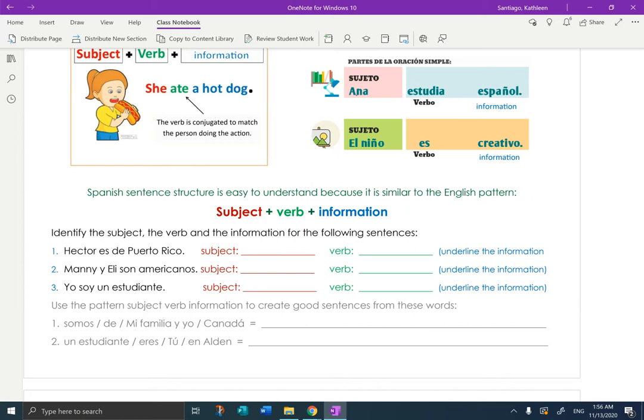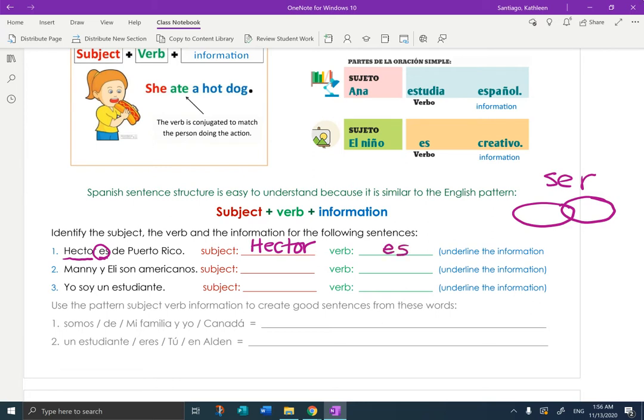So number one, the sentence is, Héctor es de Puerto Rico. What is the subject? Well, the subject is the person doing the action. So here that would be Héctor. So you're going to write in the subject, Héctor. The verb, here remember that the verb ser isn't a fancy verb. It's not jumping, screaming, or running. It's a connecting verb or a linking verb. So here we have it, es. Okay, that is the verb, es.